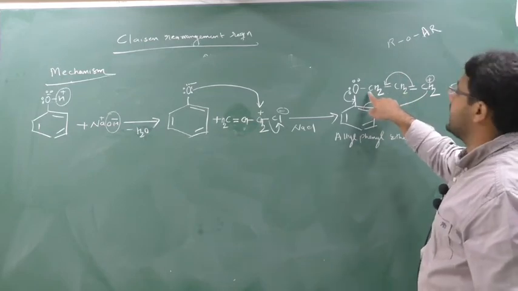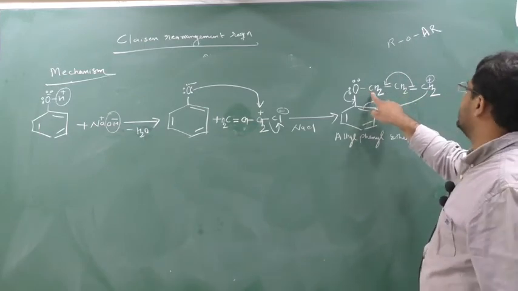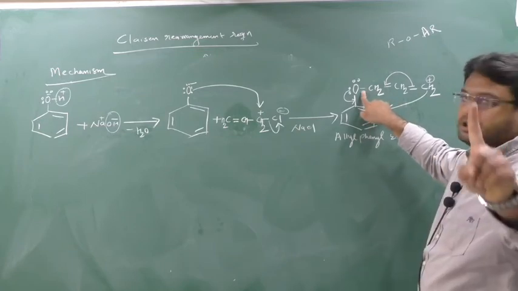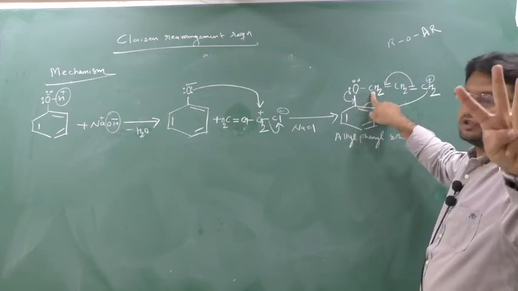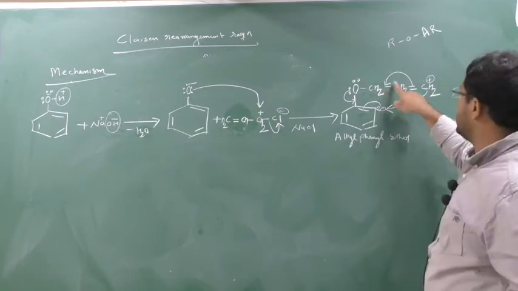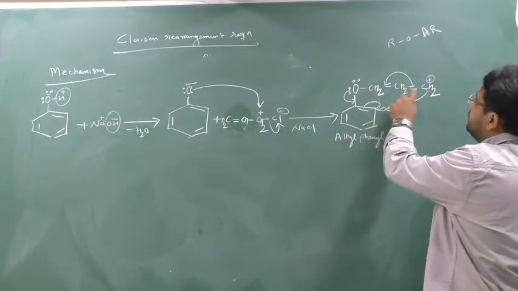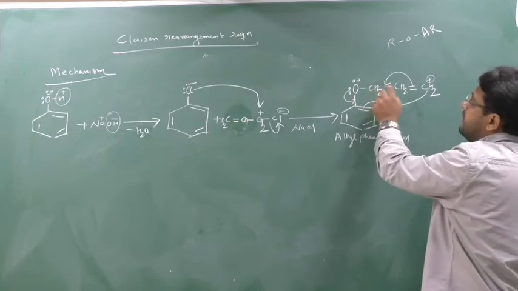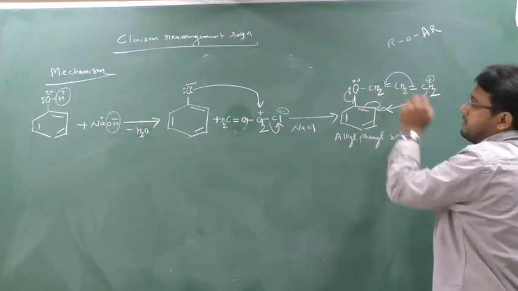Now count this carbon's valency. Carbon valency: 1 was with this oxygen, 2 with hydrogen, 1 with this carbon, and a new bond here. So totally this carbon, if this pi bond shifts here, 5 bonds will be generated by this carbon, which is not possible.